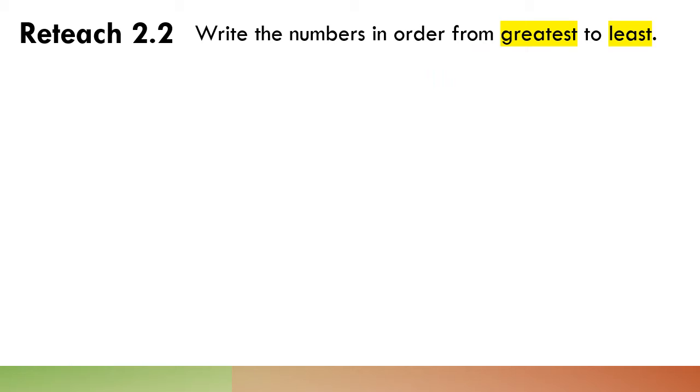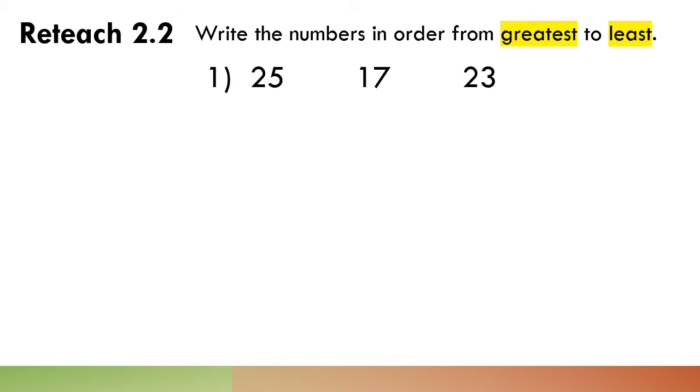Let's do some problems on Reteach 2.2 together before you try some on your own. The directions here say to write the numbers in order from greatest to least. Now, I like to highlight the greatest and least in my sentence so that I can always remember which order I'm putting my numbers in case the directions change.